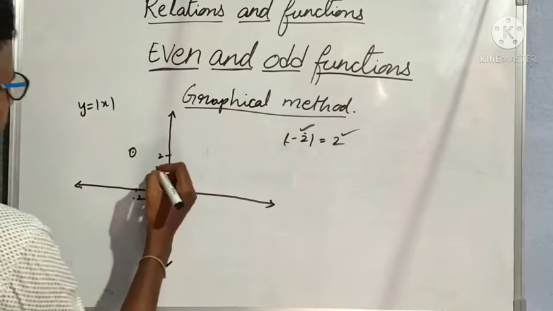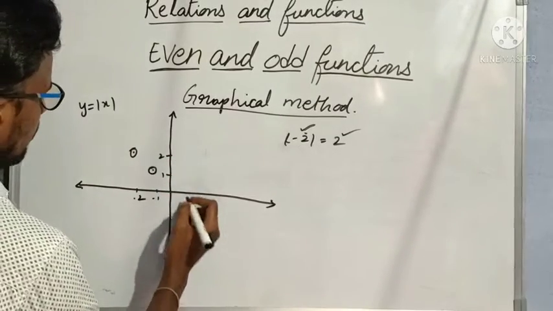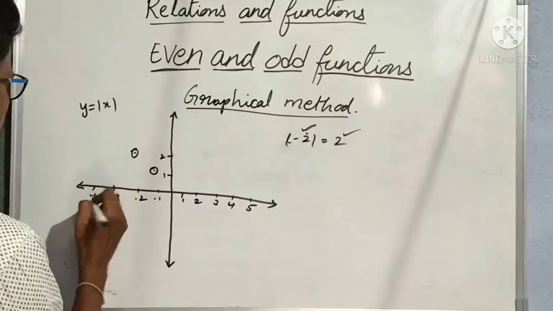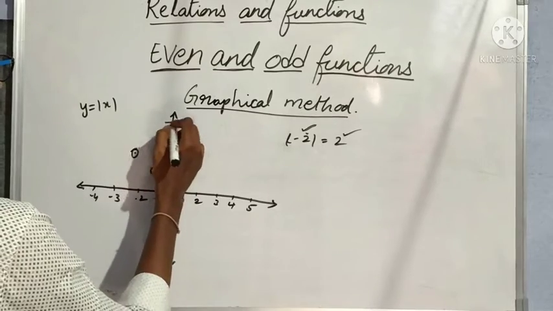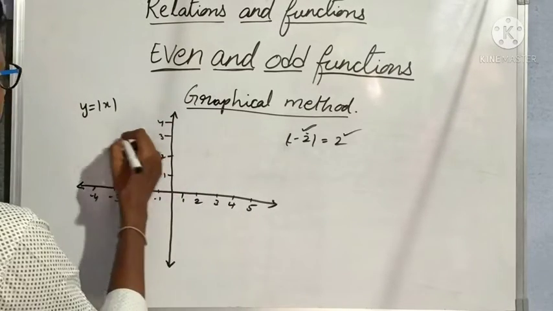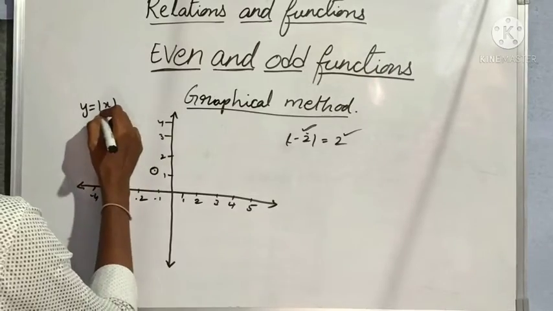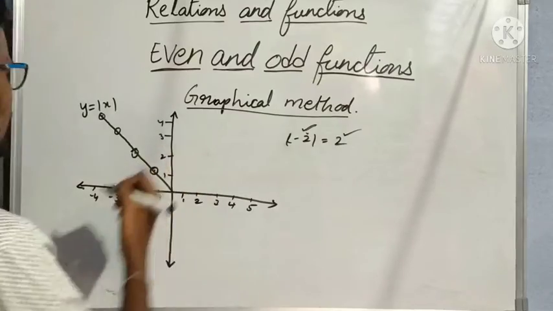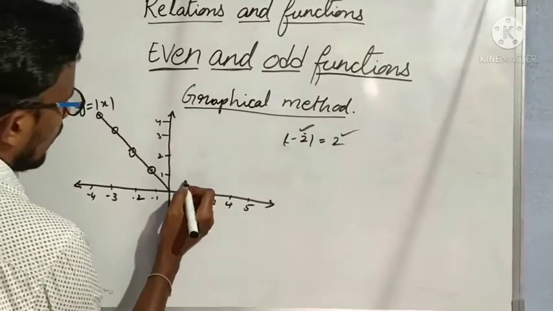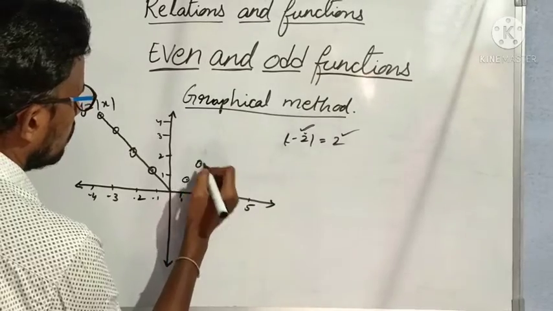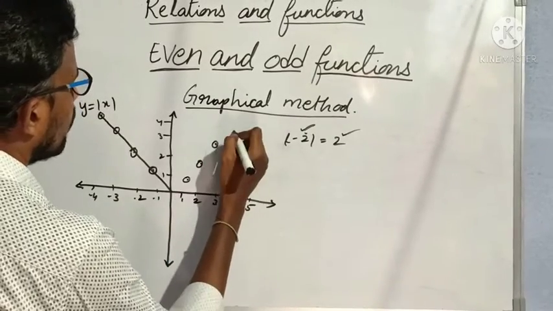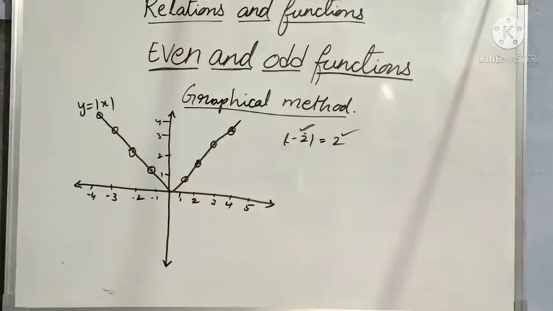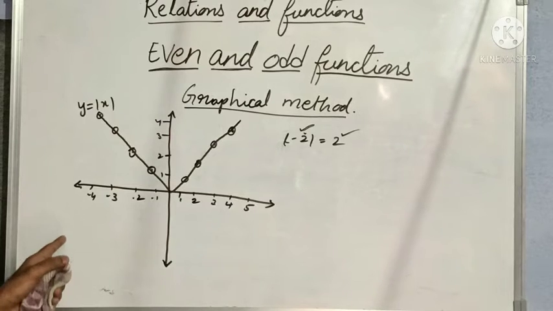Understood? In the same way, 1, 1. So 1, 2, 3, 4, 5. So here also minus 3, minus 4 and so on. Even if I take here also 3, 4. So even if I take minus 3, the value is 3 here. Even if I take minus 4, the value is 4. That's why I am getting a sharp corner like this. Understood? So here also 1, 1, 2, 2, 3, 3, 4, 4 like this. So here also my graph will be sharp like this. Understood? So this is the graph of y is equal to mod x.